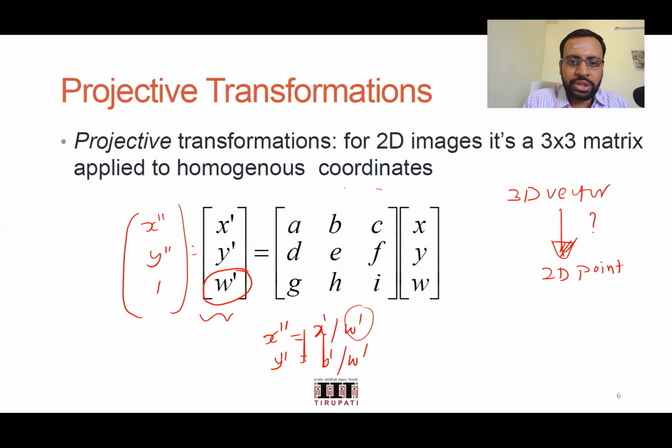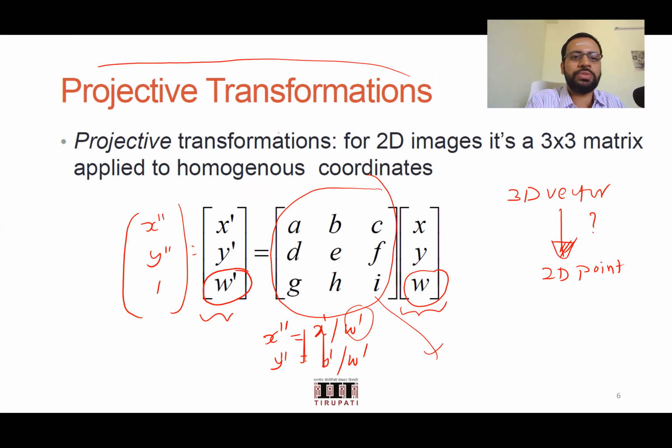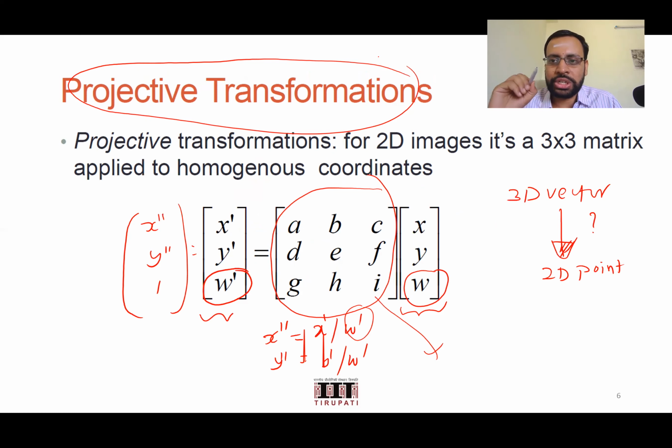The matrix that you are going to get here, so essentially you are applying that transformation on this point here. On similar lines, you call the original point here x, y, w, and this is called a projective transformation. Whatever you are going to apply here is referred to as projective transformation.